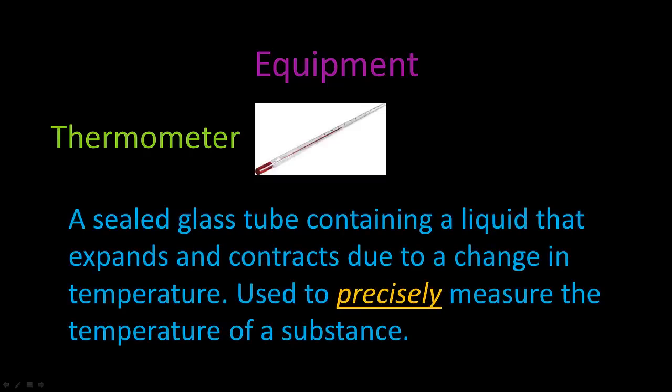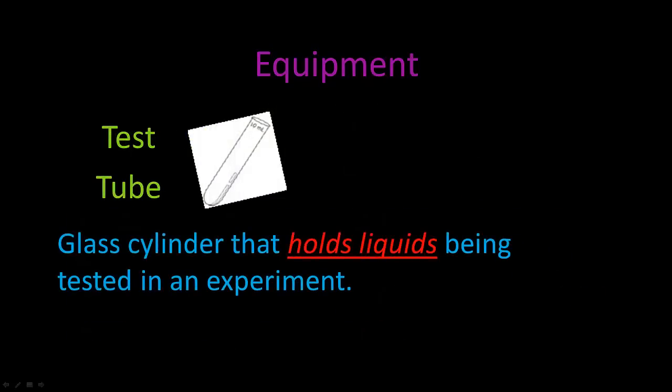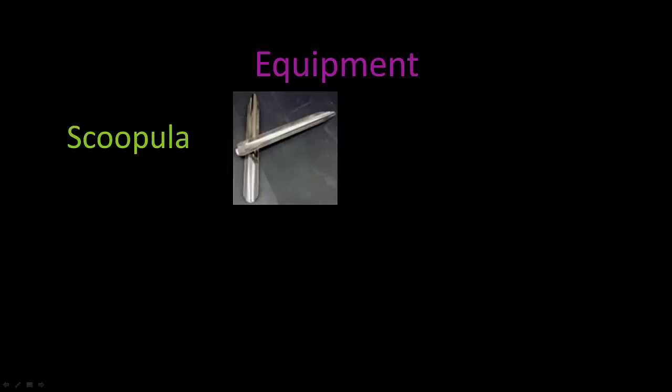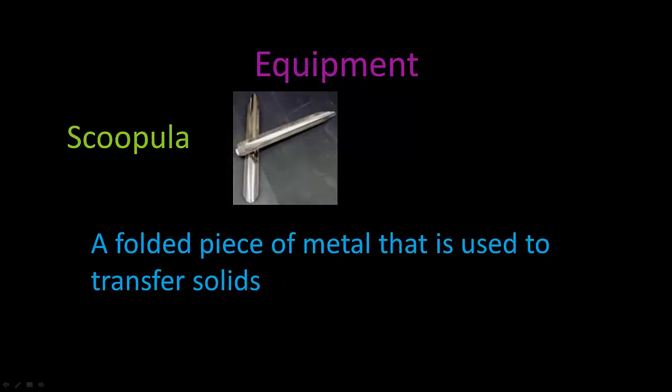Thermometer. Sealed glass tube containing a liquid that expands and contracts due to a change in the temperature. Precisely measure the temperature of a substance. It is quantitative. A test tube. It holds liquids. If that's all it does is hold things, then it is considered qualitative. Spatula. It is a folded piece of metal that is used to transfer solids. It works a lot like a spoon.